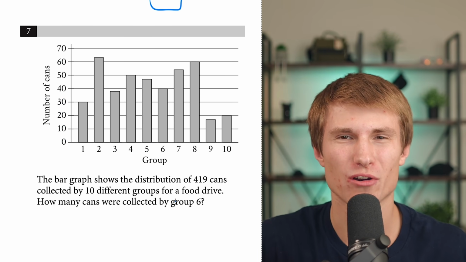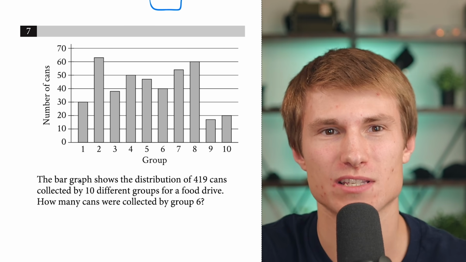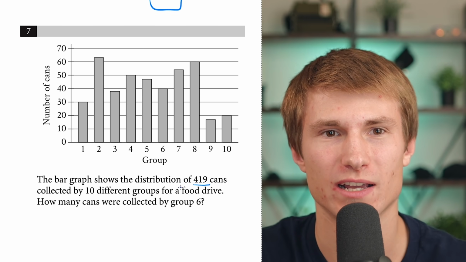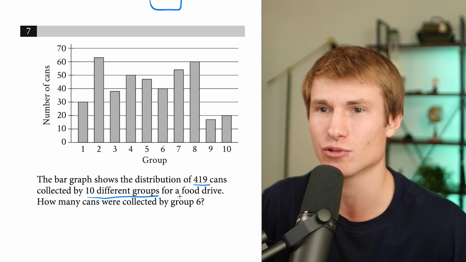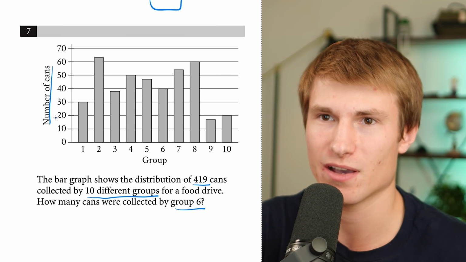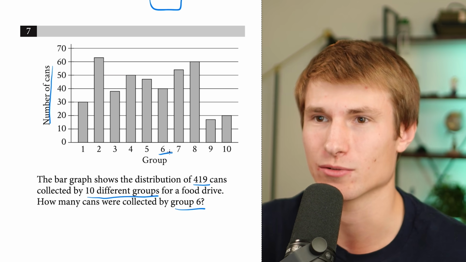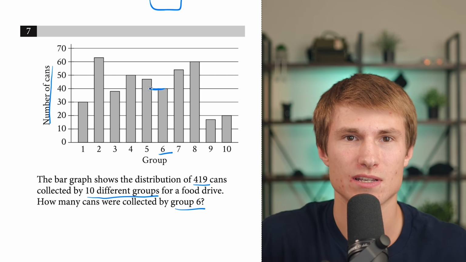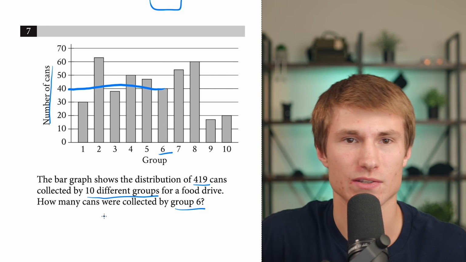Here's how to interpret bar graphs on the SAT math section. Question 7 states the bar graph shows the distribution of 419 cans collected by 10 different groups for a food drive. How many cans were collected by group 6? Well, let's first take a look at our y-axis. We see we have the number of cans. We need to know how many cans were collected by group 6. So we find group 6. We see that they collected 40 cans. So the answer there is 40.